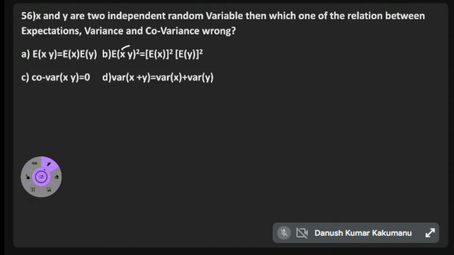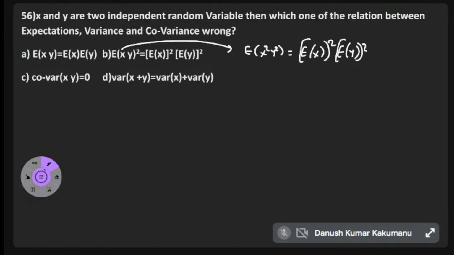It is E of x square y square. Option B is like this: E of x square y square, E of x whole square. The right hand side is okay; only the left hand side has some mistake. These are the different options given.